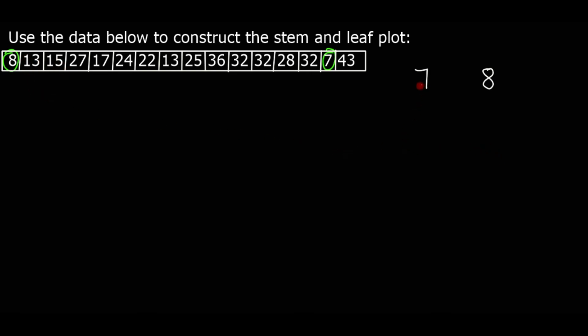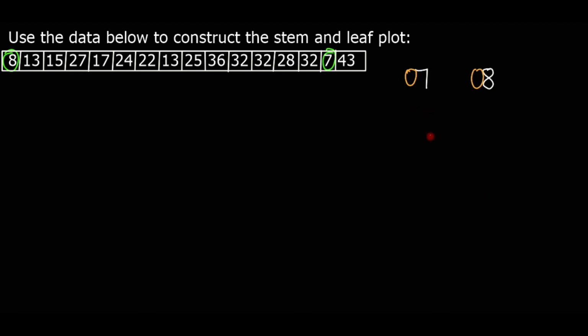So I have written 7 and 8, and then remember on the stem and leaf plot we must have at least 2 digits because we must represent the stem and then the leaf. So for this 7 I can put 0 here, and then this is 7 because this one will be the leaf and then this one will be the stem. So let's look at the next one.